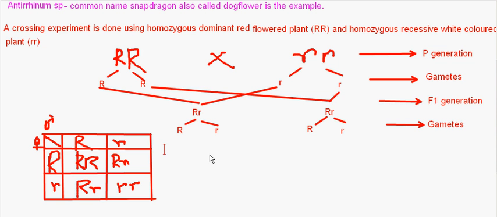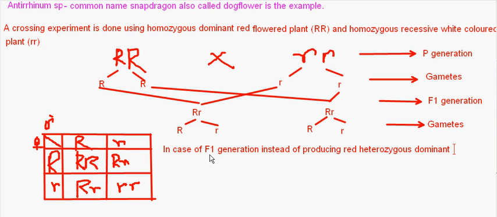instead of producing a red heterozygous dominant flowering plant, a pink flowered plant is produced as offspring because of incomplete dominance.